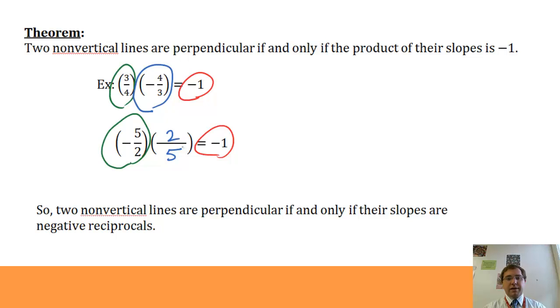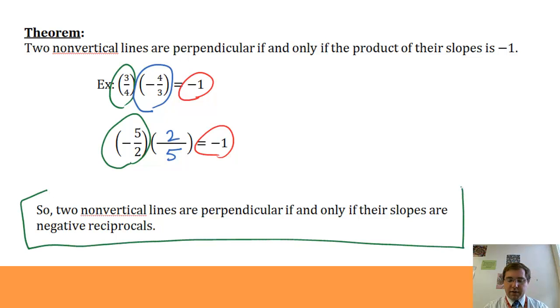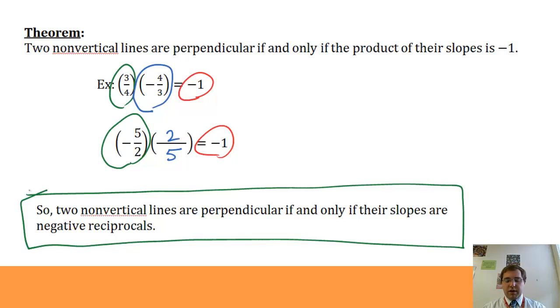So the way that we get the slope of a perpendicular line is to flip it and make it the opposite sign. That means we're taking the reciprocal and taking the negative of it. So if it was negative, the negative of a negative is a positive. So we're changing the sign. So it's just as accurate to say two non-vertical lines are perpendicular if and only if their slopes are negative reciprocals. They're opposite signs, and flip one and you get the other.